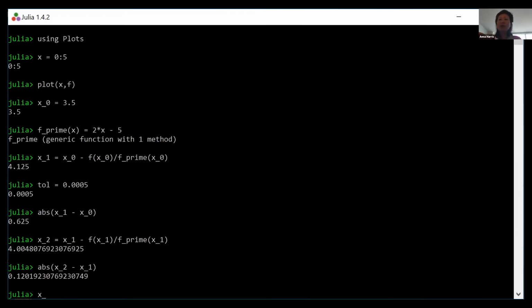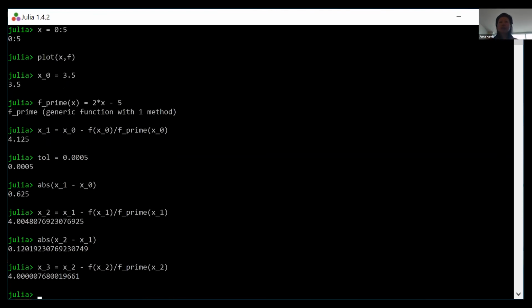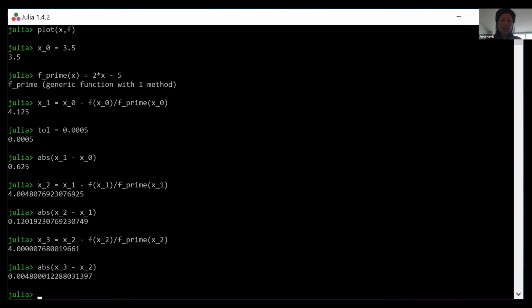So I'm going to do my third iteration, in which case I plug in x2 as my second one: f of x2, f prime of x2. And I'm going to do it. My third iteration is 4.0000. So I'm going to take the absolute value of x3 minus x2. What is that equal to? It's getting very close.